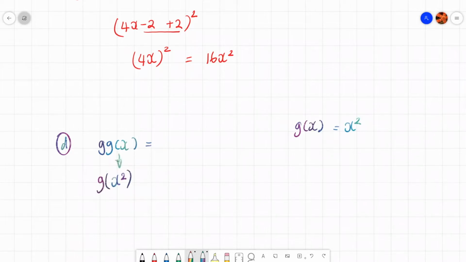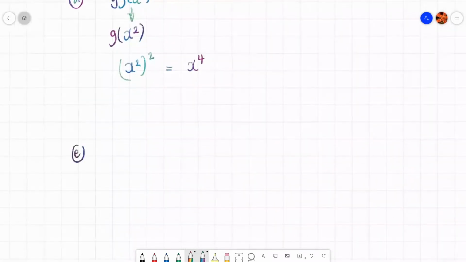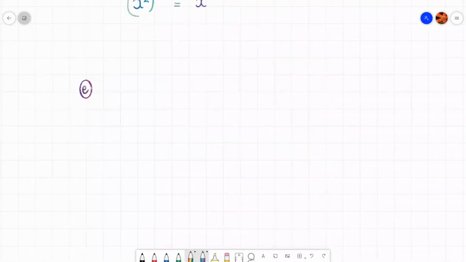So instead of x, we've got to replace x with x squared. So x squared all squared. Well, use your knowledge of laws of indices, and you know that I've got to do 2 times 2 there, so it becomes x to the power of 4. Okay, let's have a look at another question.